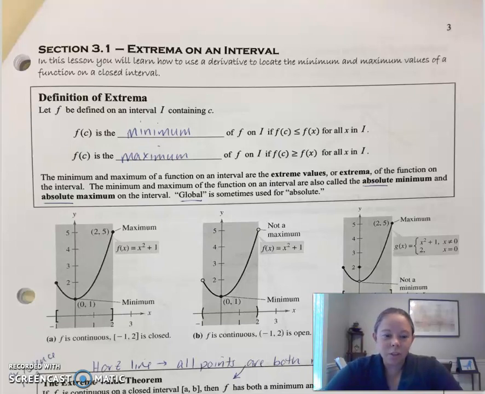Hello, this is section 3.1 for Calc AB, and today we're going to be talking about the extrema on an interval. So first we'll start off with what is extrema, what the definition of extrema, and that is f of c is the minimum of f on an interval I, where f of c is less than or equal to f of x for all x in that interval.